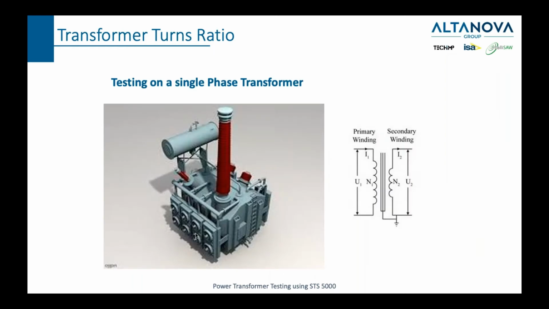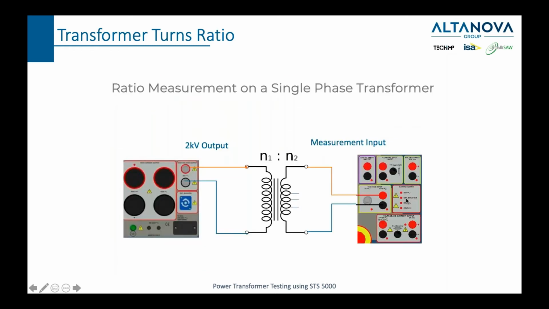So here, if we were to have a single phase transformer, in some cases we have 3 single phase transformers for, let's say, very high powers. In that case, we have the primary winding and we have the secondary winding, and it's pretty easy to execute this test. This is how we connect the generation, this is how we connect the measurement. We'll show you later how we set up in the firmware, and we get our result.